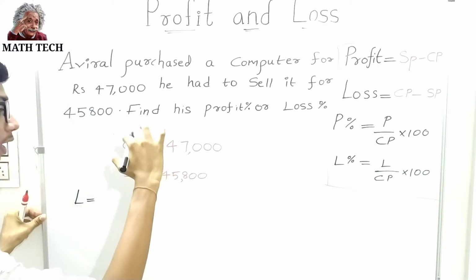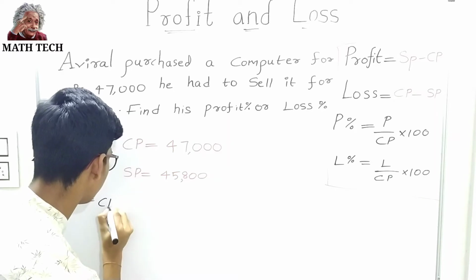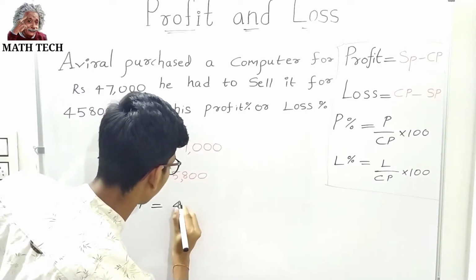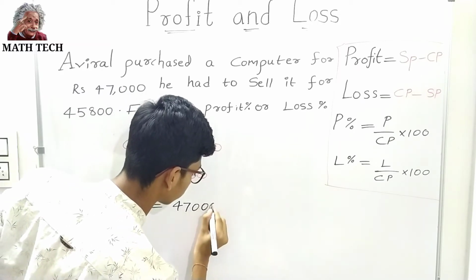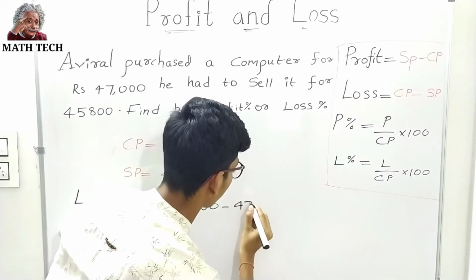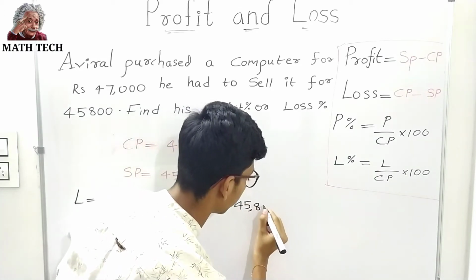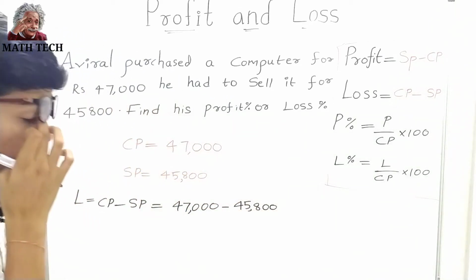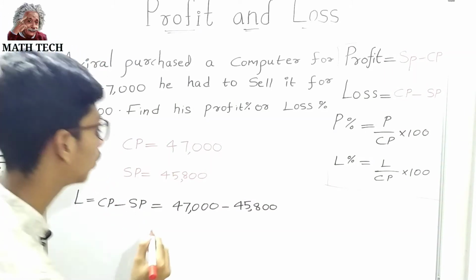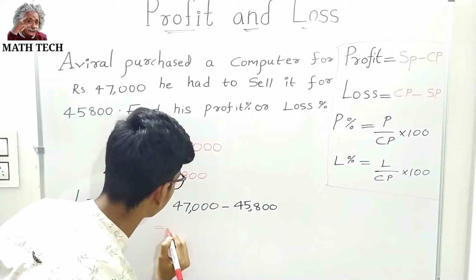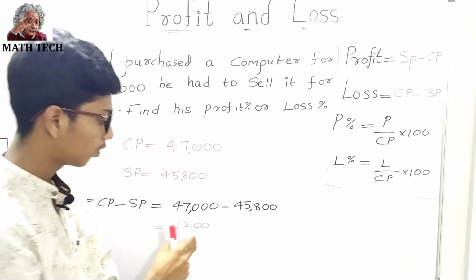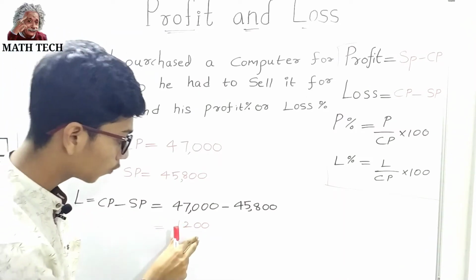What is the loss? Loss is equal to CP minus SP, that is 47,000 minus 45,800. We will get the value of 1200. He will get the loss of 1200.